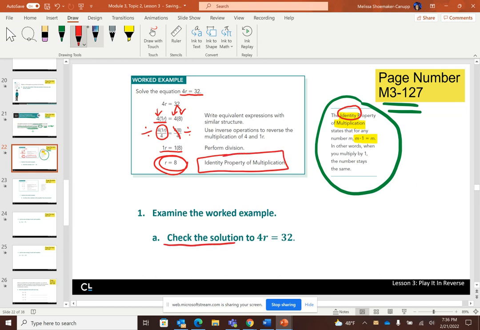Now, what I want to draw your attention to is you can always check your solution or your answer. So we think the answer is 8. So instead of the r, remember it's 4 times r equals 32, we're going to replace the r with our answer. Is 4 times 8 32? Yes, it is. So that is true. So we know we are correct.